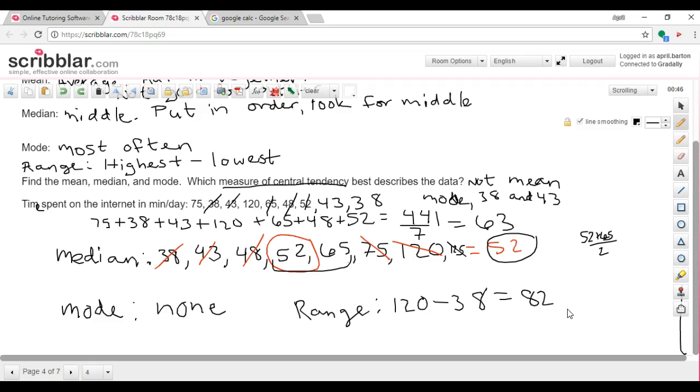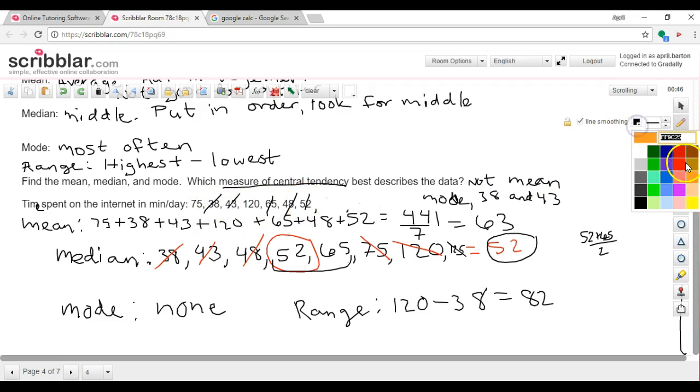What is the 441 divided over 7 for? So, when you are calculating the mean, this was all our work for the mean. The mean is adding up all the data we were given. I'm going to erase our extra numbers so we don't get those as part of this. 75 plus 38 plus 43, we just added all the numbers together.